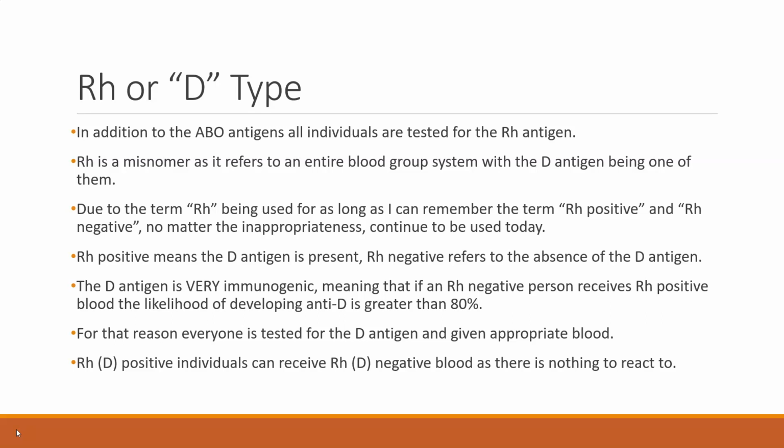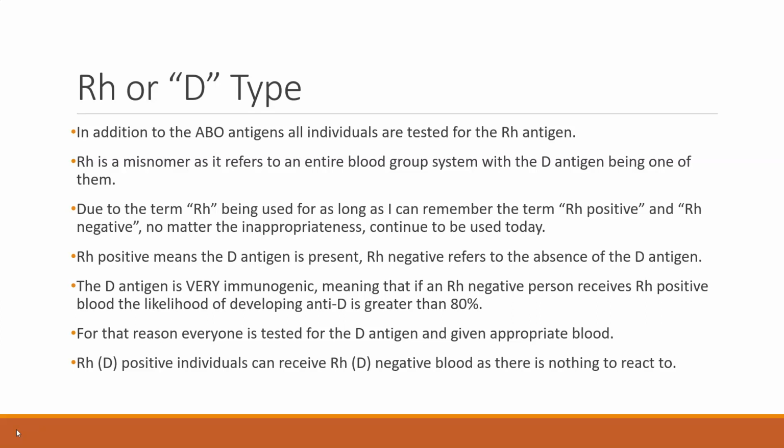Rh or D type, in addition to ABO antigens, all individuals are tested for the Rh antigen. The term Rh is a misnomer as it refers to an entire blood group system. There's D, big E, big C, little c. There's probably about 100 different Rh antigens, with D being one of them. Due to the term Rh being used for as long as I can remember, the terms Rh positive and Rh negative, no matter the inappropriateness, continue to be used today, because the nursing personnel and other staff members would not understand if we started labeling the blood as D positive and D negative.